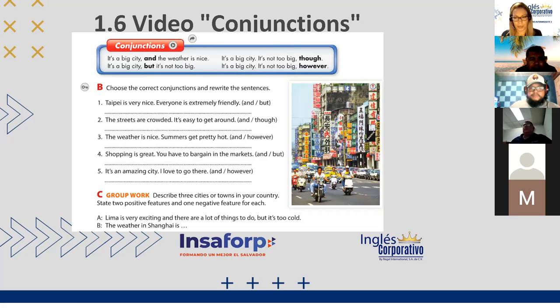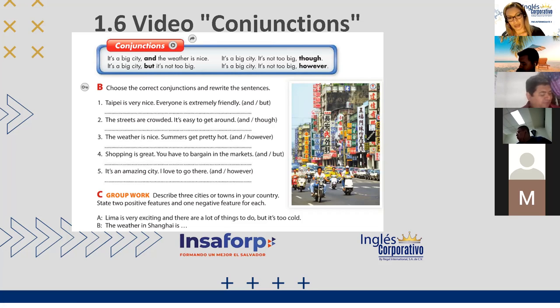Me, teacher. Okay, Walter. Thank you. The weather is nice. Summers get pretty hot. However. Okay, very good. The correct one is "however". Now, number four. Volunteer for number four. The shopping is great. You have the market. Okay, excellent. Excellent. Thank you so much. And number five, the last one.